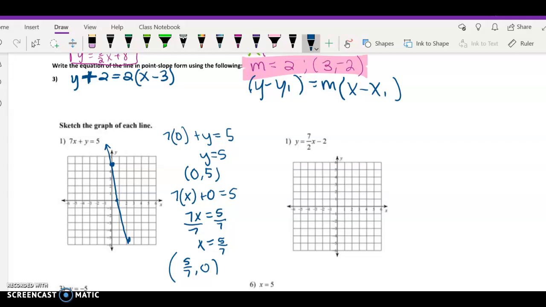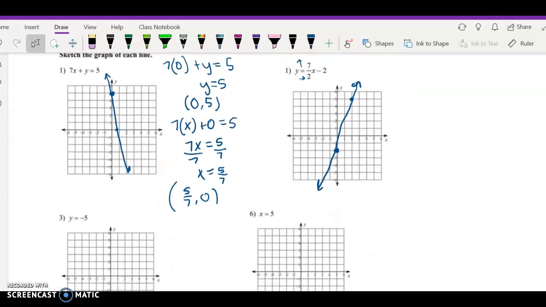For the next problem, it's in slope-intercept form. And so that means that my first point is my y-intercept. So I have negative 2. And then from there, I go up 7 over 2. So 1, 2, 3, 4, 5, 6, 7 over 2. And there is my line, but it would be straight, just hard to do on a computer.